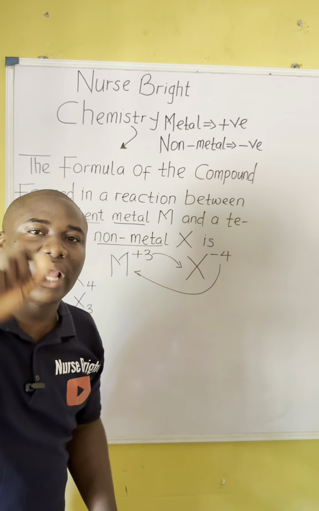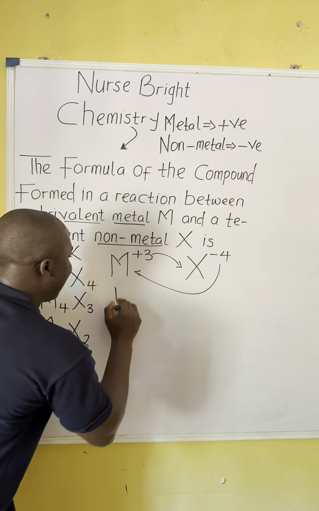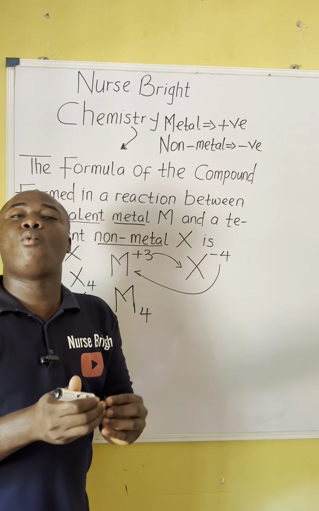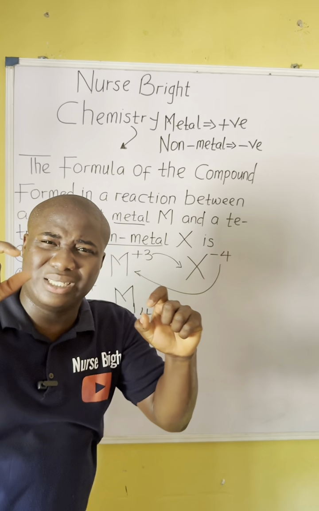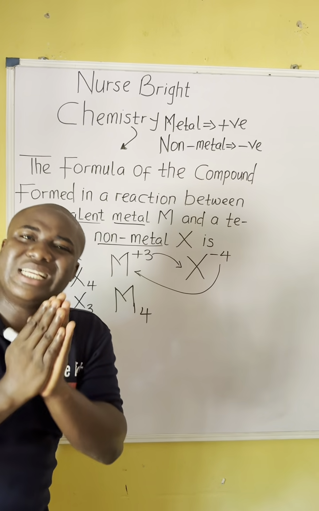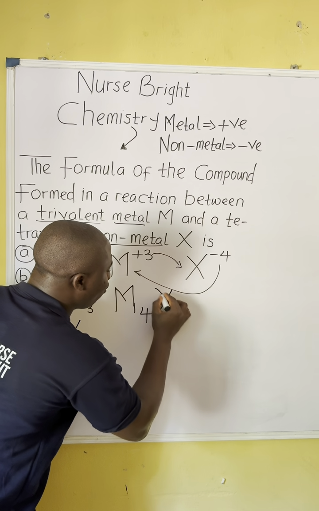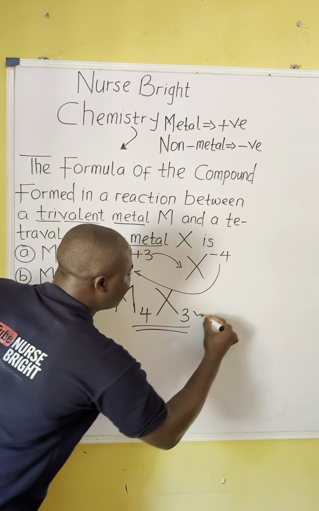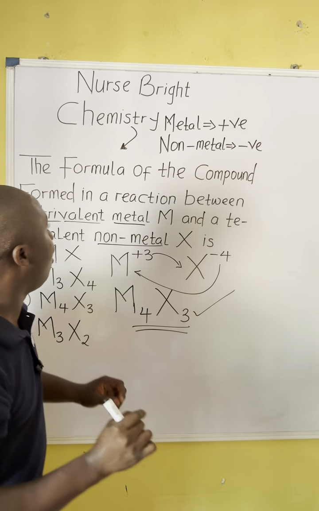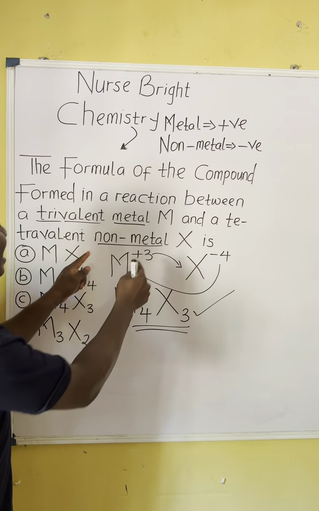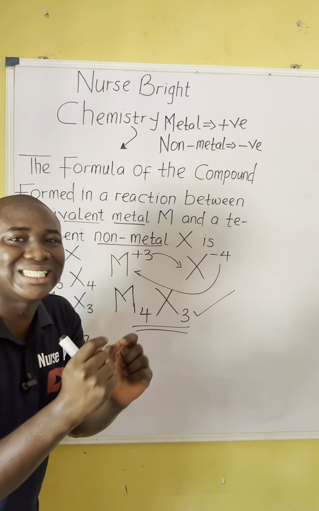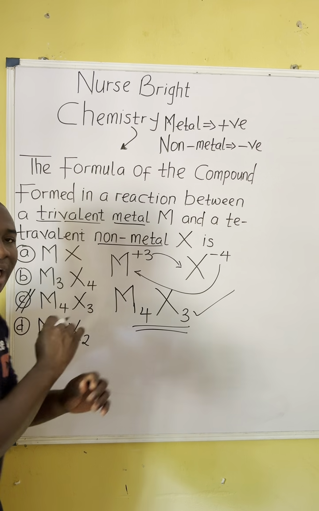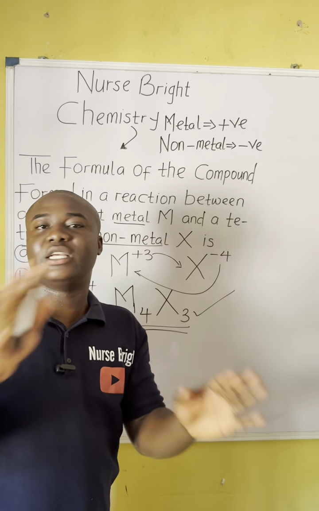Now, moving further, this is what I mean by exchanging their charges. So now M will not carry the 3, and the 4 comes down. What is actually moving is the number. Please pay attention. X now will not carry the 4. The 3 has come, so X now has 3. So guys, this is the formula that will be formed in the reaction between a trivalent metal M and a tetravalent non-metal X. You can see how it works. So the answer to the question becomes option C. You can see how this question is very, very easy. It's not difficult at all.